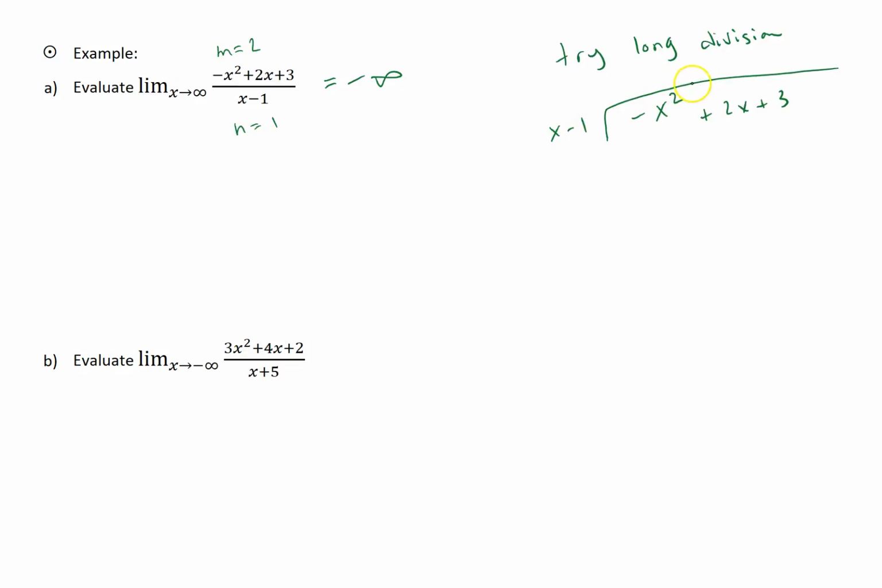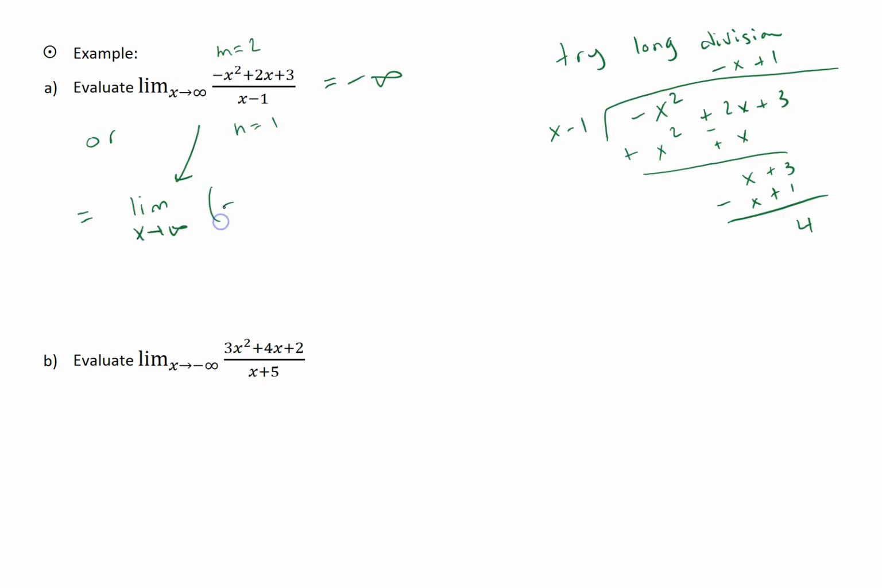So negative x squared divided by x would be negative x. I get negative x squared plus x. Change the signs. That would be x. That'll give me a plus 1. So bringing down my plus 3, I would have x minus 1. Change the signs, and I get a 4. So I could write this as the limit as x approaches infinity of negative x plus 1 plus 4 over x minus 1.